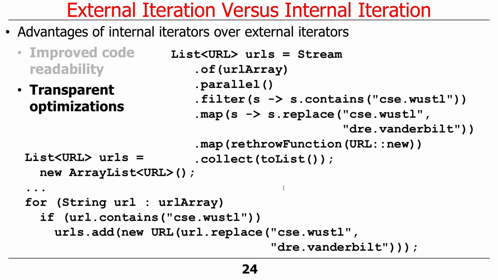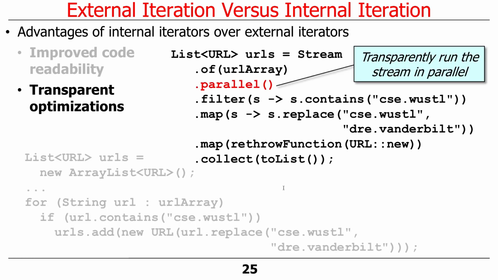Another thing that you can do with the streams-based approach, because it uses internal iteration, is you can do transparent optimizations. And this is really cool. So in this approach, if we want to make this thing run in parallel, we just put the .parallel argument here. And that says, okay, I got myself a stream of strings, and I am going to do everything here in parallel now. And so this transparently makes it run faster, assuming you have enough URLs to care about.